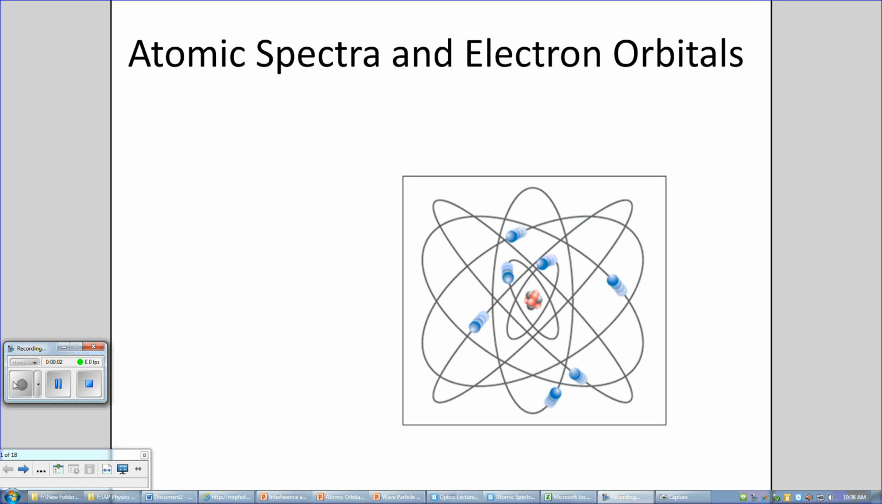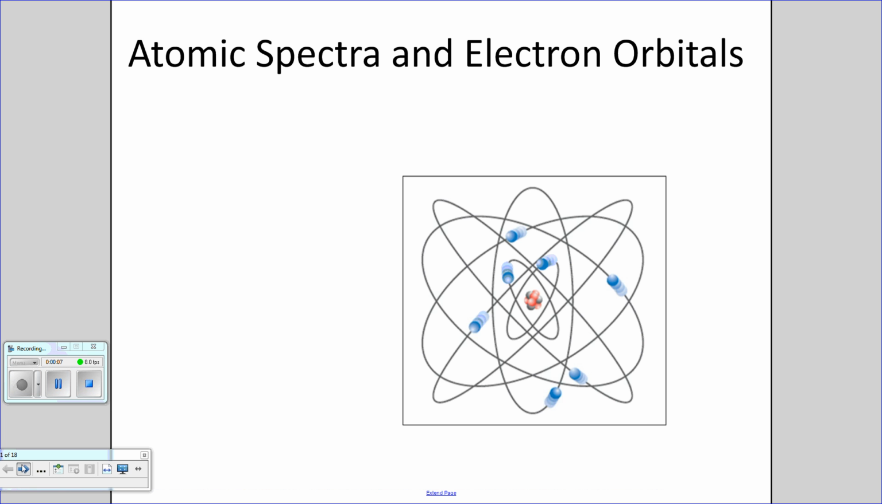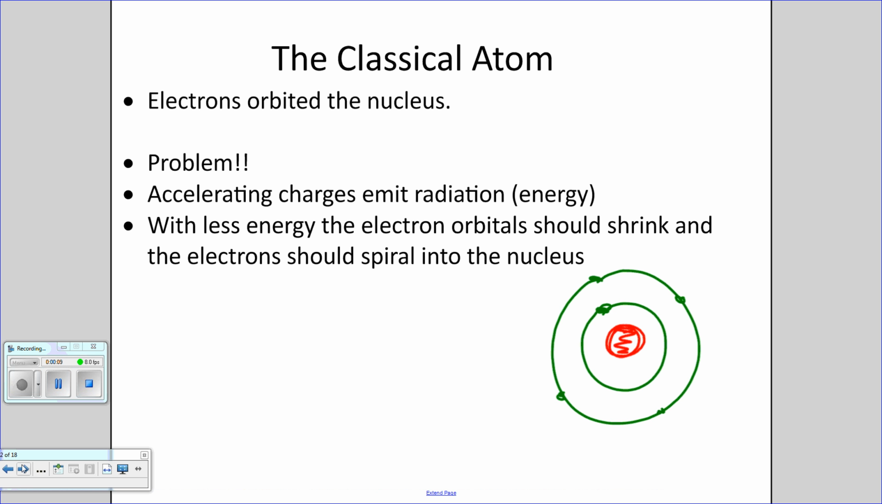This video is going to look at atomic spectra and electron orbitals. So we're going to have a little bit of a review of the fun and easy part of chemistry. All right, classical atom. The Bohr atom is a nucleus with electrons spinning around it, orbiting it.